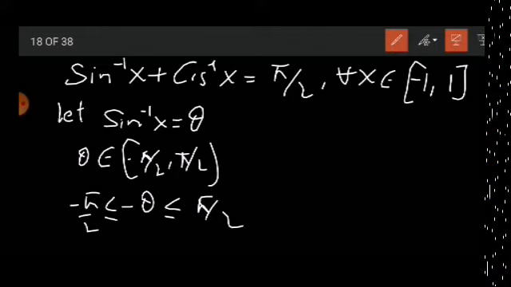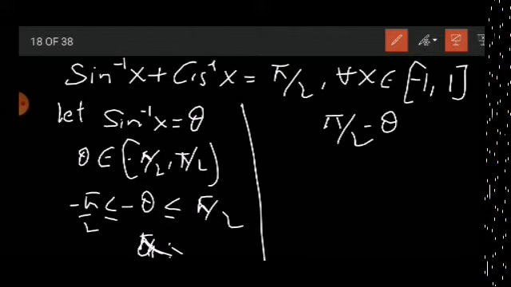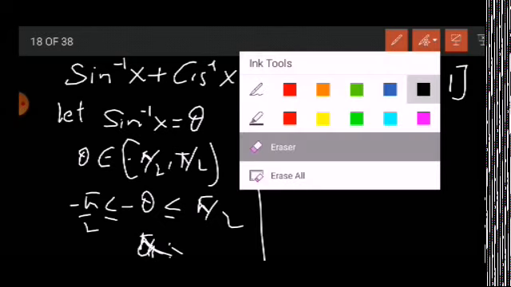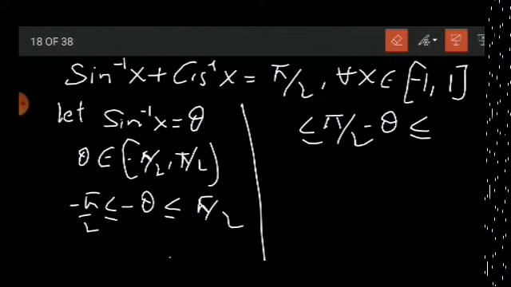Safely we can write pi by 2 minus theta. So pi by 2 minus theta lies between, we have to add pi by 2 on both sides. If you add pi by 2 on the left side, pi by 2 minus pi by 2 is 0, and on the right it becomes pi. So pi by 2 minus theta lies between 0 and pi, closed interval.